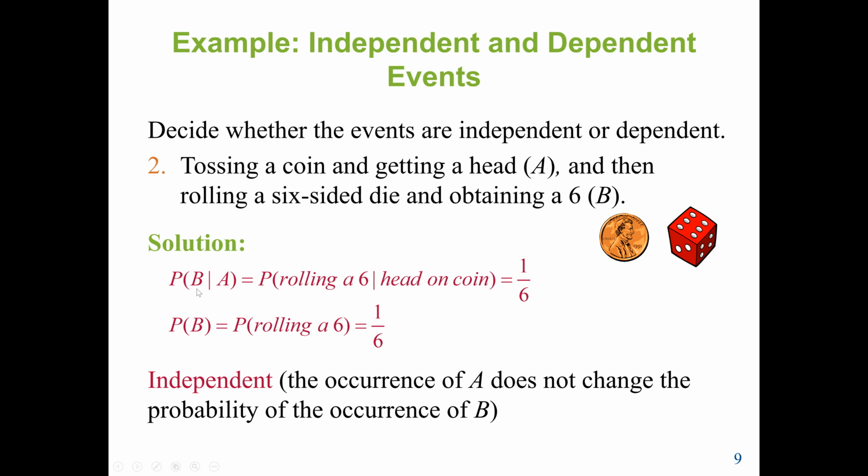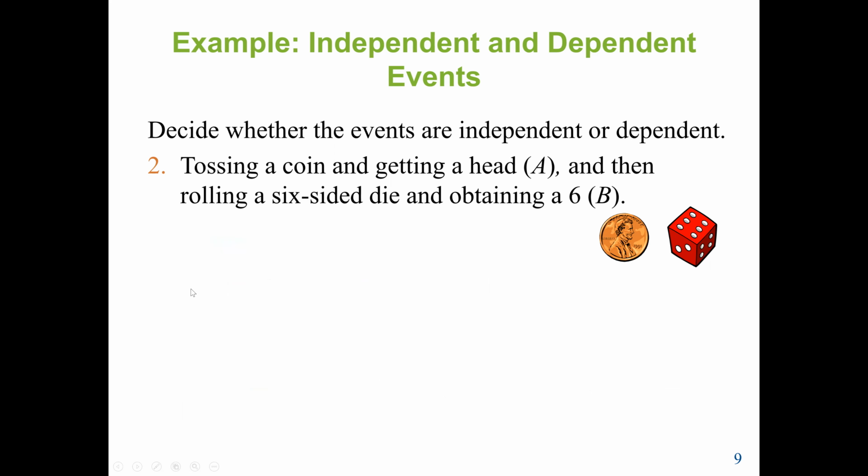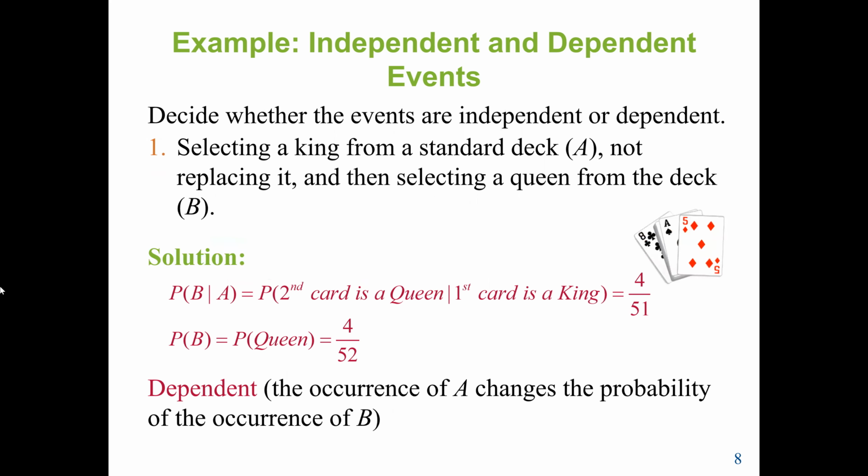A doesn't determine B. In the previous example, we said they are dependent because the probability of B given A was 4 over 51, because after I take the first card, the remaining cards number 51. But if I didn't take any card, it is 4 over 52, because the total is 52 cards. So the two results are not the same, and we say they are dependent.